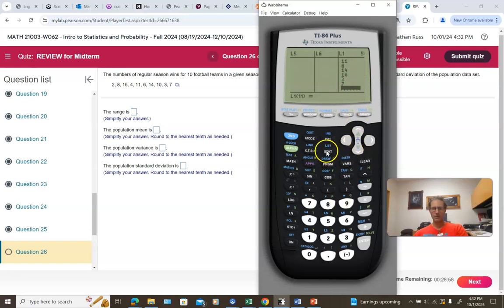So now I'm going to go to Stat. I'm going to go over to Calc, rather, to calculate, and I'm going to select One Variable Statistics. And I put my data in List 1. So there's a couple ways you can access List 1. One way is just by hitting the second key and then hitting number 1, because there's List 1 right up there. Okay. And then I'm going to go to calculate, hit enter. And so the mean is 8.